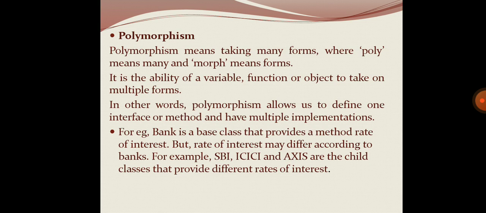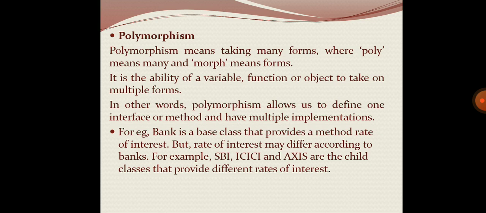Next is polymorphism. It means taking many forms. Poly means many, morphism means form. It is the ability of a variable, function or object to take on multiple forms. In polymorphism we have two different types: runtime polymorphism and compile time polymorphism. Runtime polymorphism refers to a process in which a call to an overridden method is resolved at runtime rather than at compile time. So method overriding is an example of runtime polymorphism.